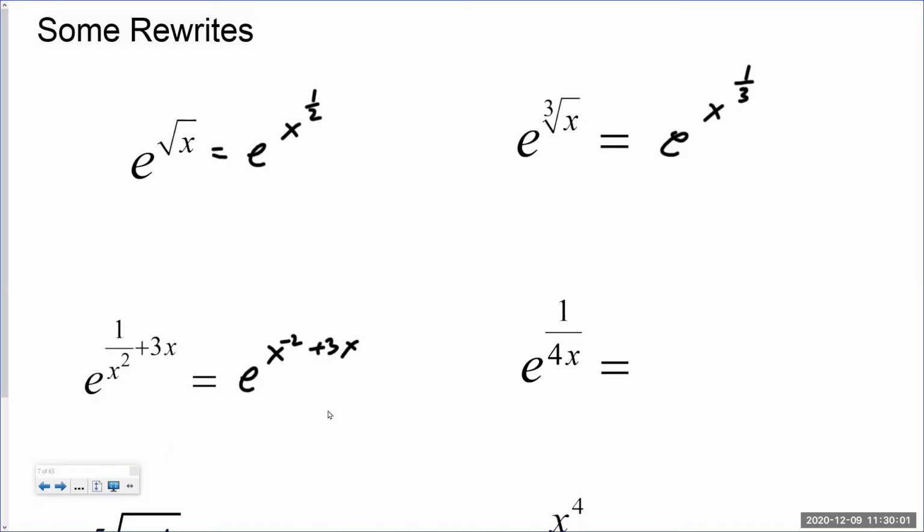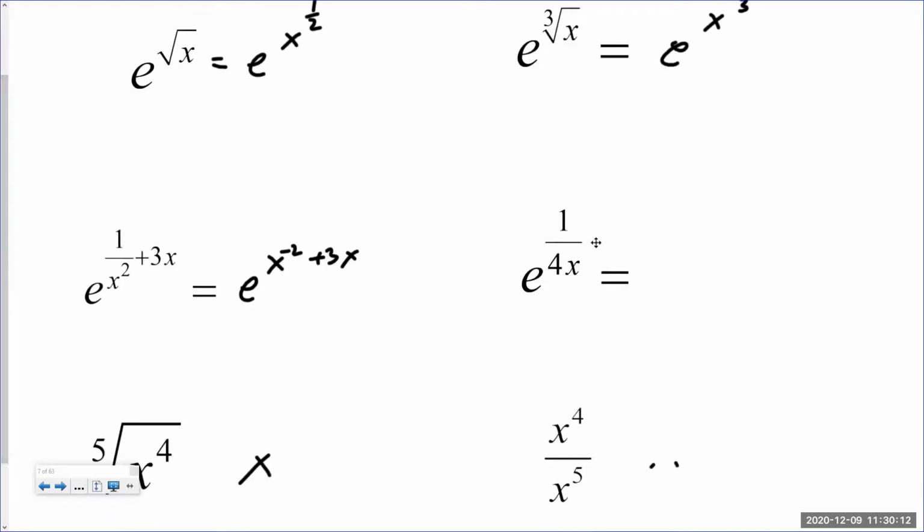Sometimes you'll get stuck because you'll be like, I don't know how to take the derivative. You just rewrite it. This one you'll see again pretty soon. But this one is actually a little bit difficult. How could you rewrite 1/4x to make it so that you could take the derivative a little bit easier?